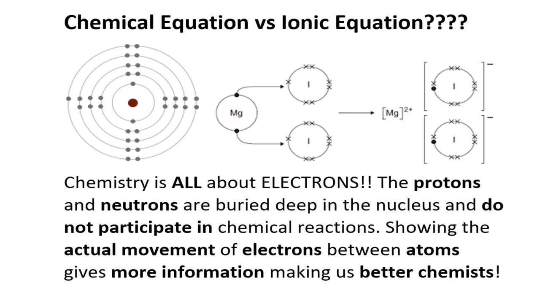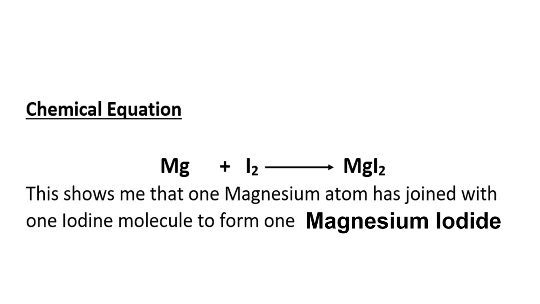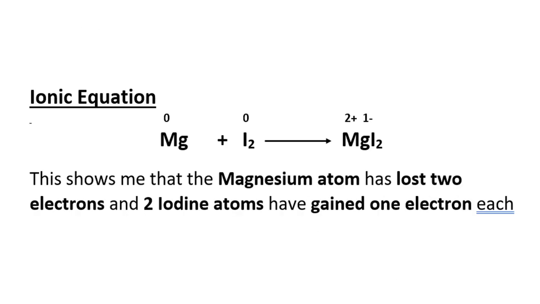So chemistry is all about electrons. The protons and neutrons are buried deep in the nucleus. So showing the actual movement of electrons gives us more information and makes us better chemists. So here's the chemical equation. This tells me that magnesium joins with iodine to form magnesium iodide, but the ionic equation shows me that magnesium has lost 2 electrons and every iodine has gained 1 electron each. It gives me more information.